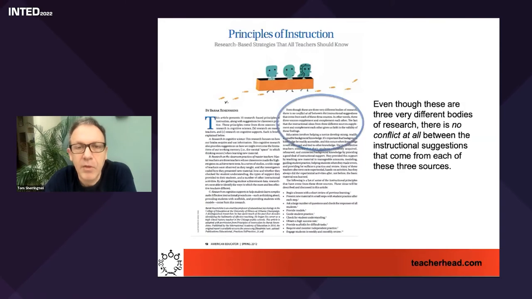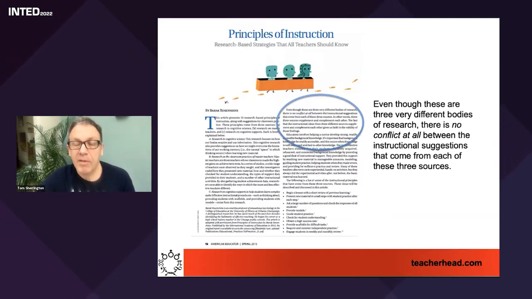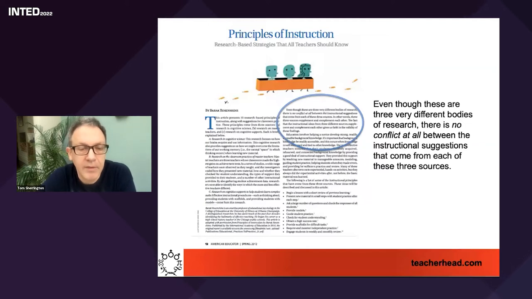And what he says is this: there are three different types of research, but there's no conflict at all between the instructional suggestions that come. So in other words, what cognitive science suggests works are good bets, and they seem to be the things that effective teachers are already doing, which is good news. It means there's no radical revelation of, hey guys, you've all been doing it wrong, you should be teaching like this. Teachers who've been good at instructional teaching are typically doing the things that he suggests.